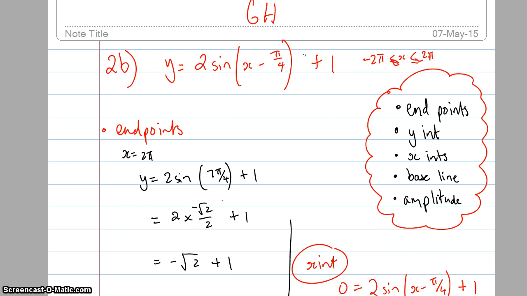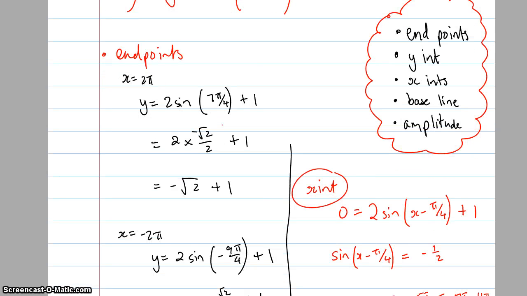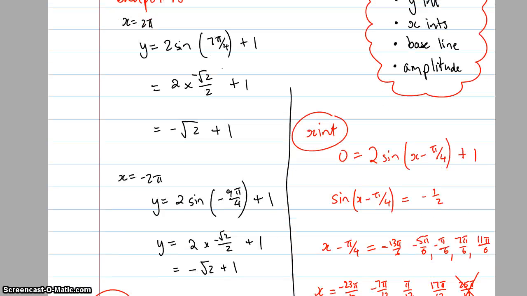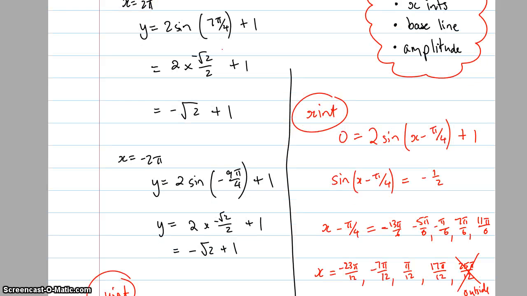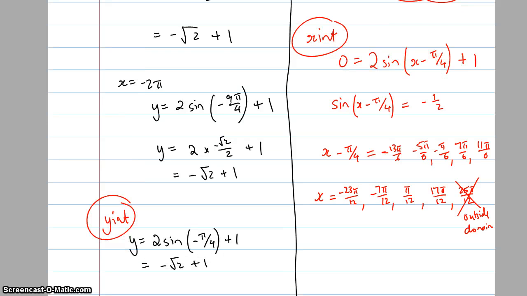So I've done it all here, so let me just go through it all. Endpoints, subbing in x equals 2 pi. I won't go through all of that because I assume that you'll be able to do that using your special triangles and all that sort of thing. But eventually I get negative root 2 plus 1. I did the same thing for x equals negative 2 pi, and I got the same negative root 2 plus 1. And then, incidentally, the y-intercept, when I subbed in 0, I got negative root 2 plus 1 as well. And just so I know what negative root 2 plus 1 is, it's going to be negative because root 2 is bigger than 1, so it's slightly negative, between 0 and 1.